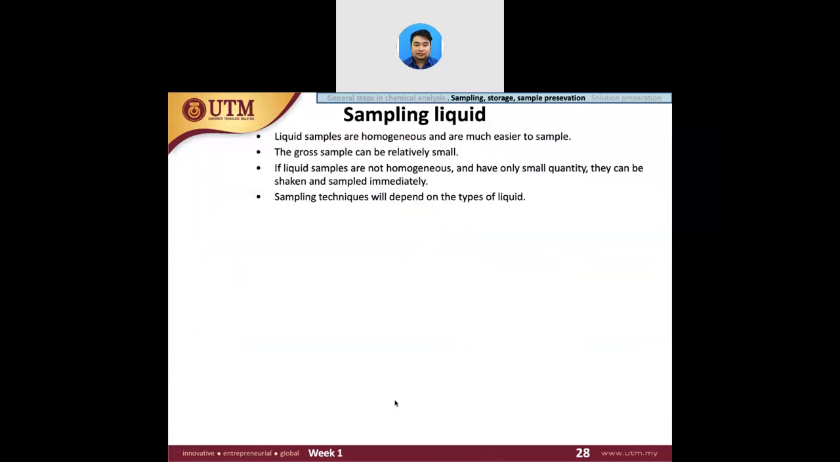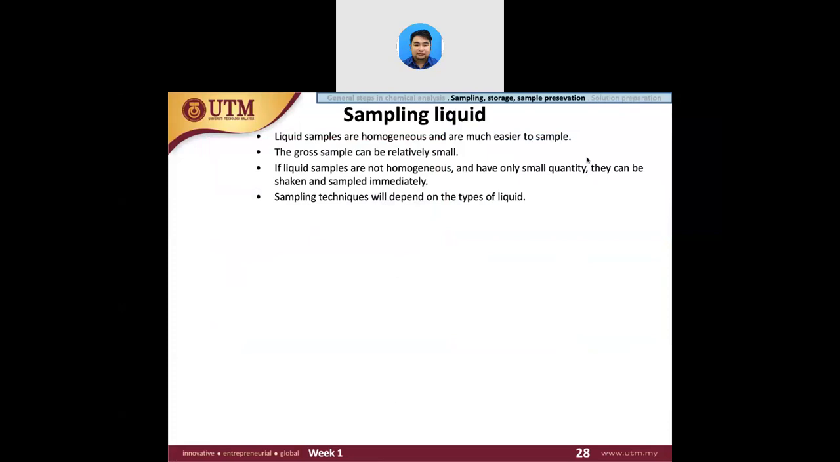Okay, sampling liquid pula. Okay, sampling liquid, samples are much more homogeneous as compared to solid samples. Okay, so the gross sample for sampling liquid can be relatively small. If liquids are not homogeneous and only have a small quantity, they can be shaken and sampled immediately.